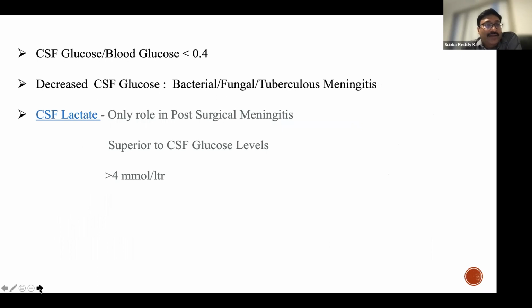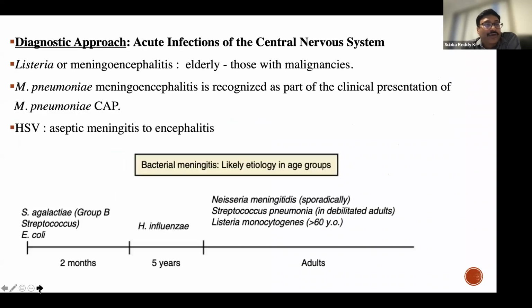So we need to look at the CSF glucose to blood glucose ratio. It should be less than 0.4, and decreased CSF glucose may be seen in all bacterial, fungal, tuberculous meningitis. And CSF lactate has a huge role in diagnosing post-surgical meningitis fever. It is superior to CSF glucose levels if it is more than 4 millimoles per liter in the neurointensive care units.